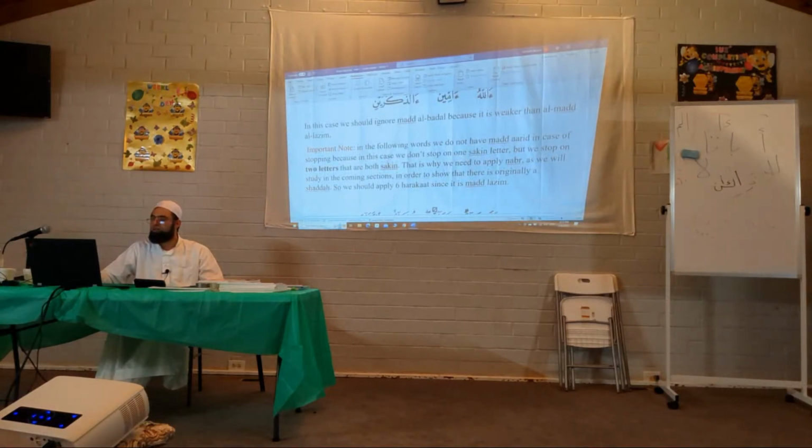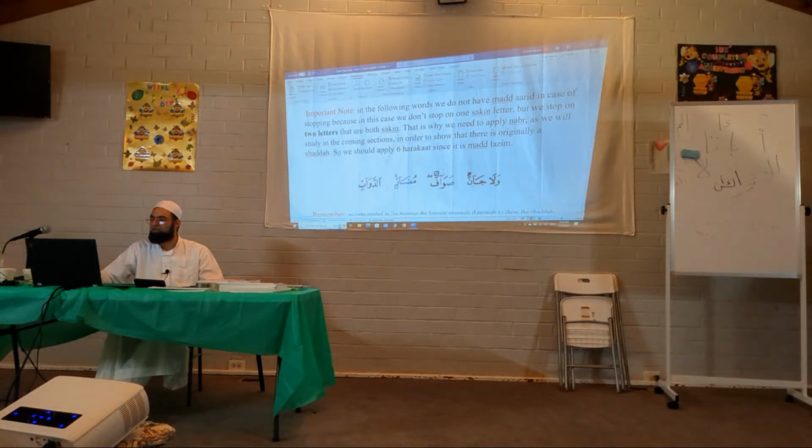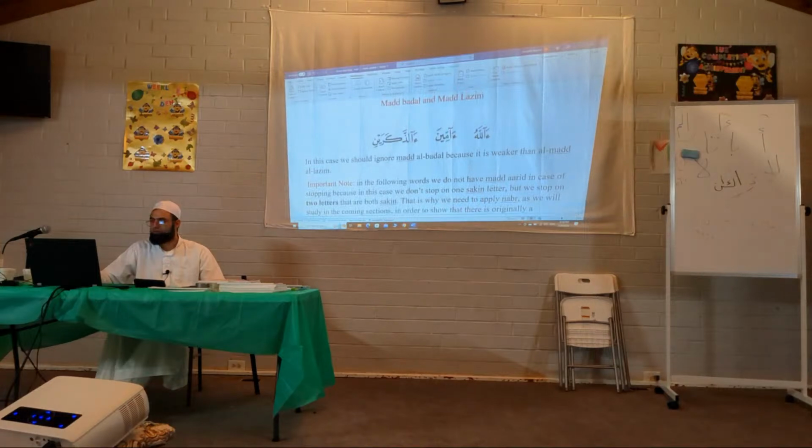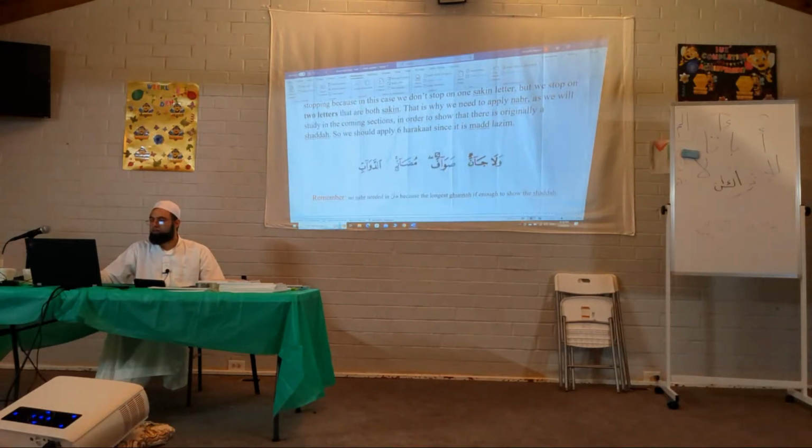This point is what? In the following words, we do not have mad arid in case of stopping. Because in this case, we don't stop on one sakin letter, but we stop on two letters that are both sakin. That is why we need to apply nabr, as we will study in the coming sections, in order to show that there's originally a shadda. So we should apply 6 harakat since it is mad lazim. Here, no nabr is needed in Jan. We explained about the word Jannun, والصواف and مضار and الدواب.